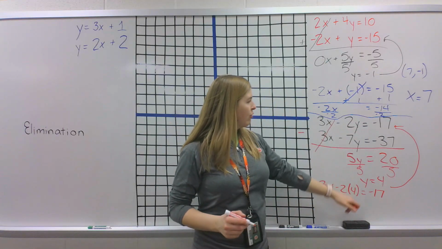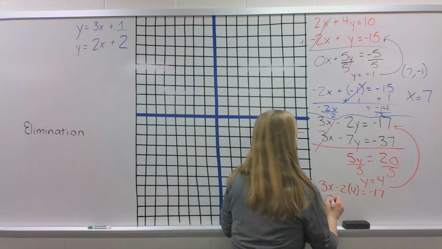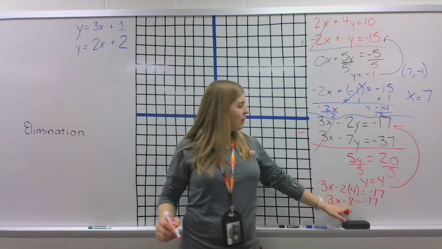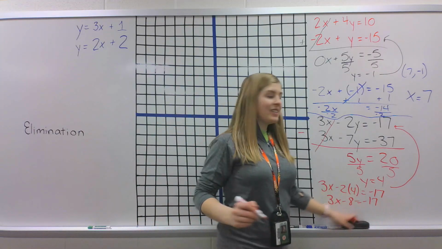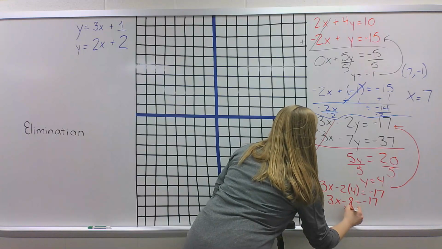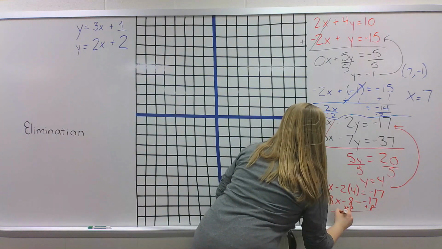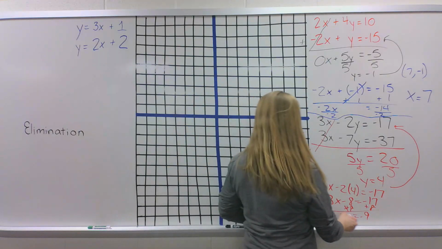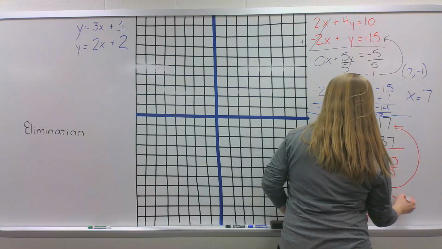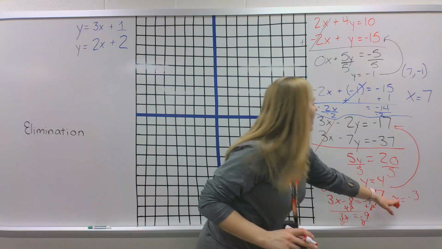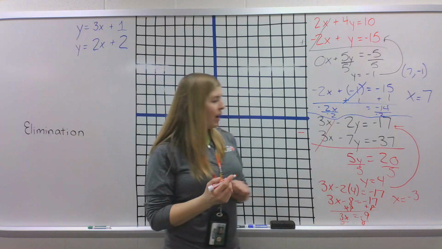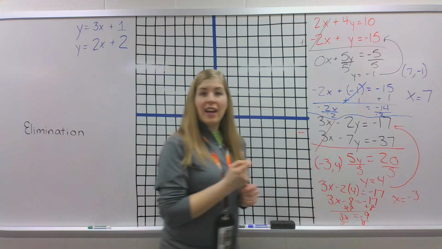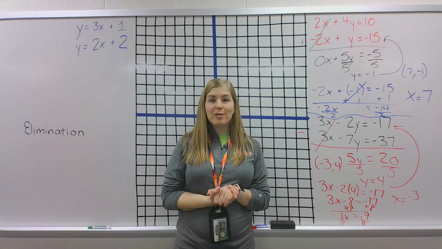3x minus 2, plug in 4 for y, equals negative 17. We have 3x minus 8 equals negative 17. I'm going to add 8 to the other side. 3x equals negative 9. Divide by 3. x equals negative 3. So now we have x equals negative 3, y equals positive 4. And that is solving systems of equations by elimination.